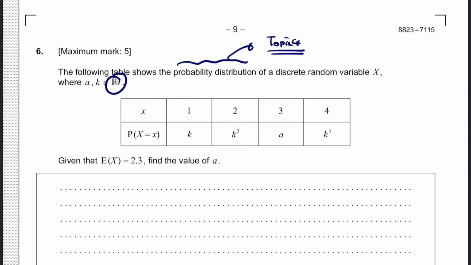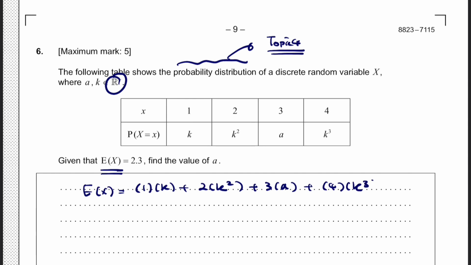The given information here is the expected value. We can calculate the expected value by multiplying each x with its probability and adding all of them together. So we do 1 times k plus 2 times k squared plus 3 times a plus 4 times k cubed, which is equal to 2.3. Our task in this question is finding the value of a.